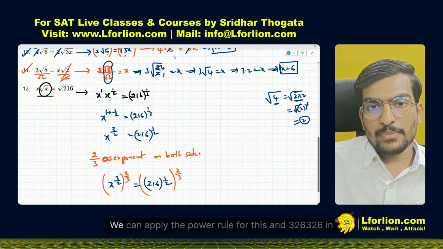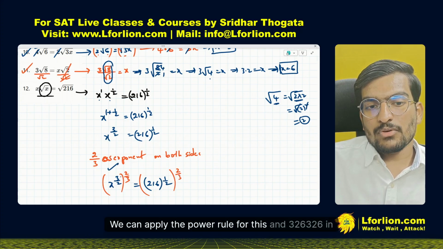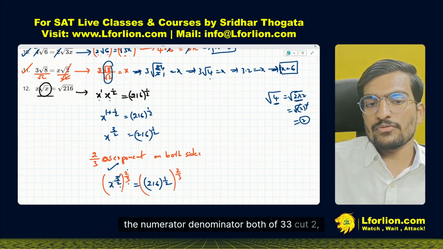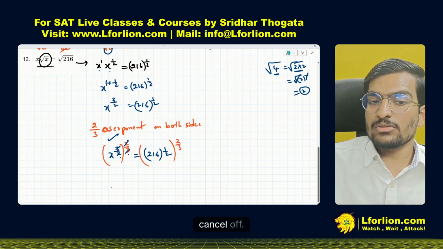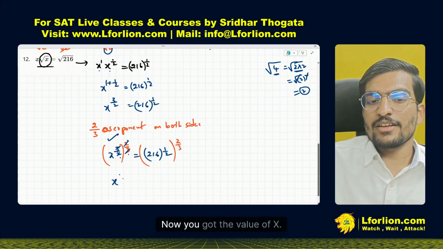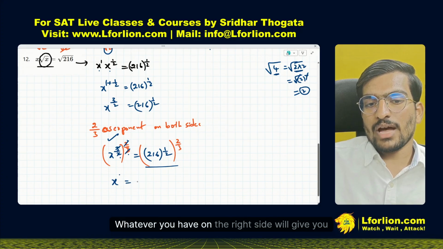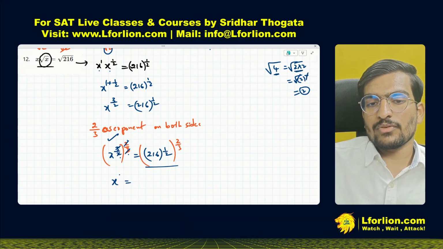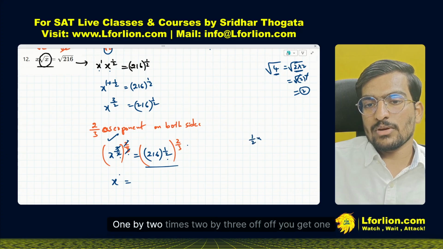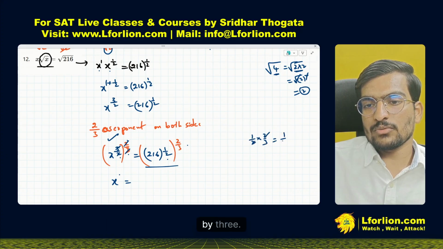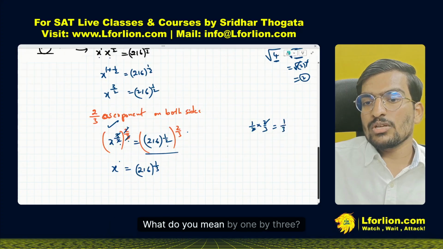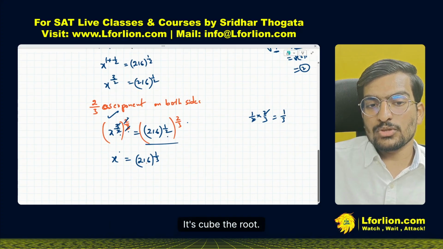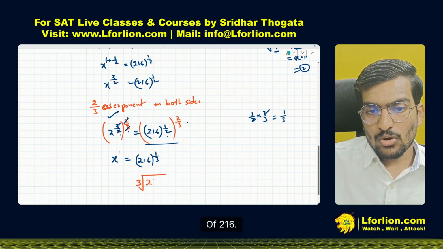So what happens? We can apply the power rule for this, and 3 to 6, 3 to 6 in the numerator and denominator both cancel. 3 3 cut, 2 2 cut. You can cancel off or you multiply and then cancel, you still get only x. Now you got the value of x. Whatever you have on the right side will give you the value of x. This 1 by 2 and 2 by 3, 1 by 2 times 2 by 3, you get 1 by 3. So it's going to be 216 whole power 1 by 3. What do you mean by 1 by 3? It's cube root. This is the cube root of 216.